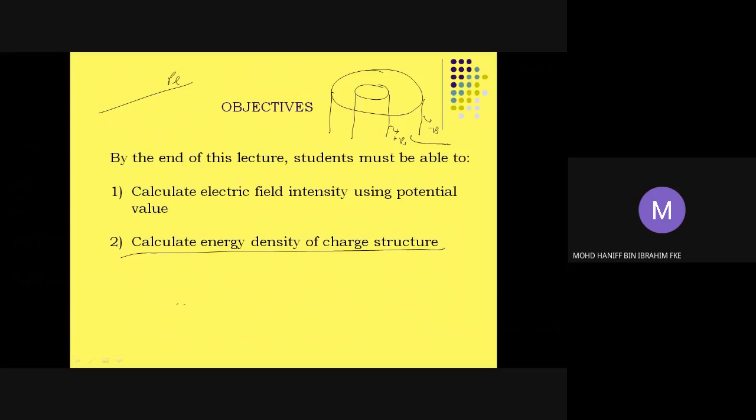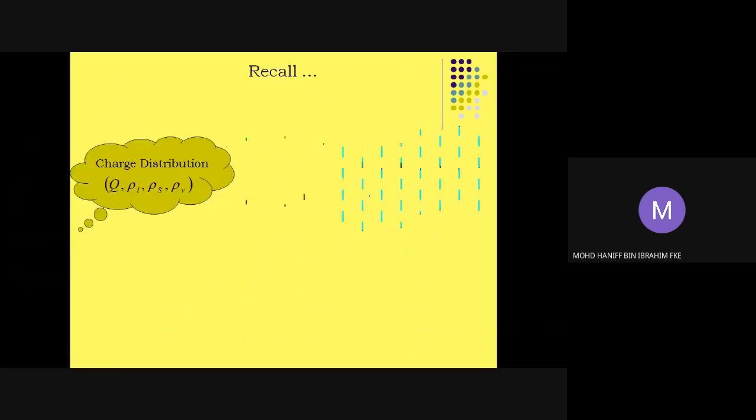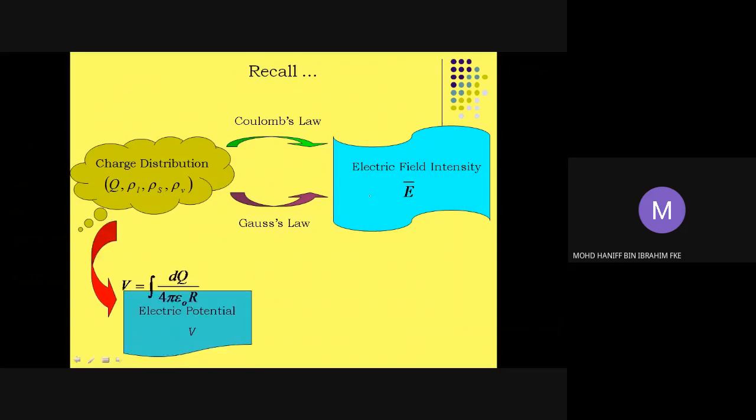So this is what we're going to learn in our lecture today: calculation of energy density or energy if you are given any charge structure. You should be able to calculate this energy. Hopefully you have some ideas on what we're going to discuss today. So let's have a look at our discussion for this week.